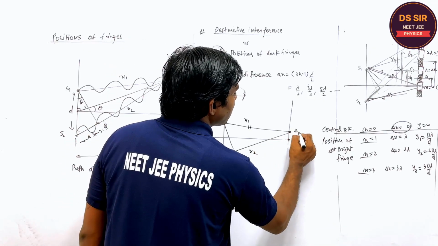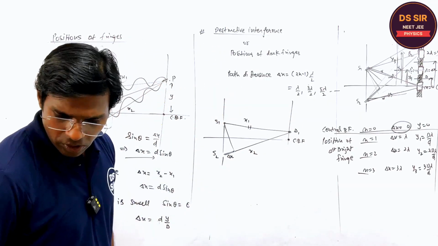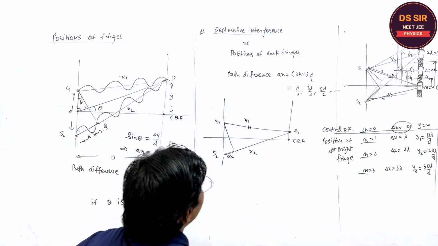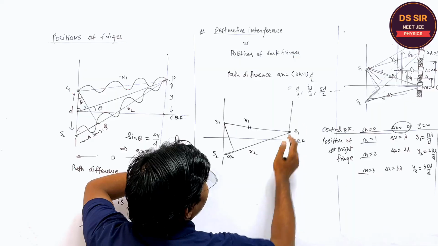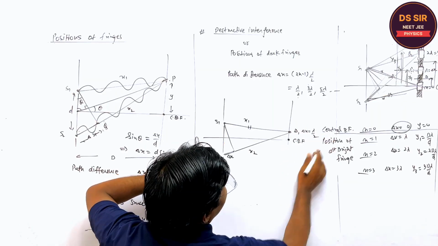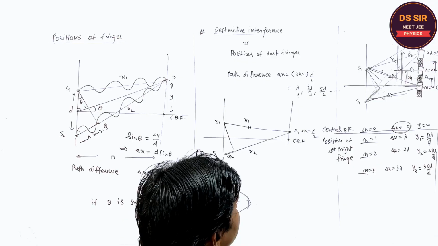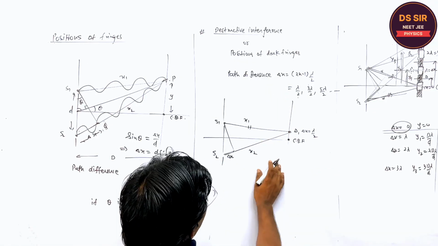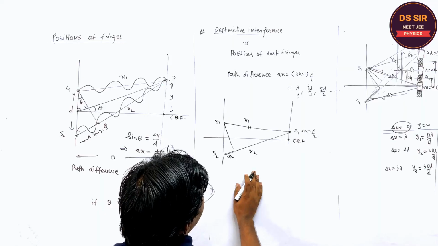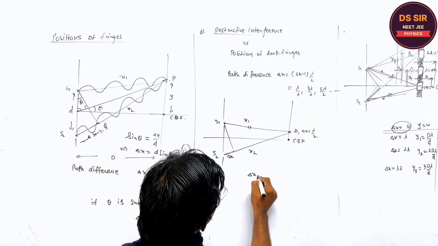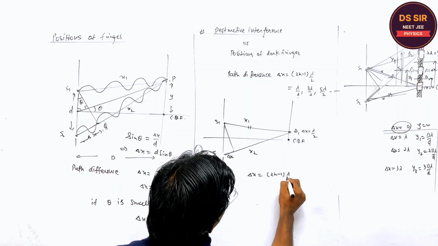So if this is the dark fringe D1, are you getting it or not? So you tell me, what should be the path difference? The delta x for the dark D1 must be equal to lambda by 2. Are you getting it? Right. So I am writing the general expression. For the path difference, delta x must be equal to (2n minus 1) into lambda by 2.